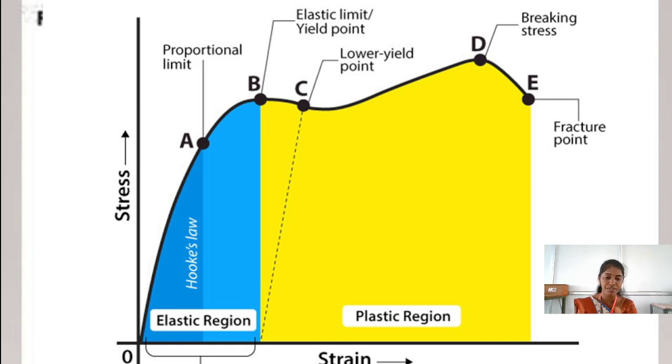After that, C, it becomes a plastic region. It doesn't regain its original shape or size, right? So this is called the plastic region. Up to point A, it obeys Hooke's law, and after removal of stress it will come back to its original shape and size, right? After that A, it becomes a plastic region. It does not regain its original shape. Okay. So here the lower yield point.